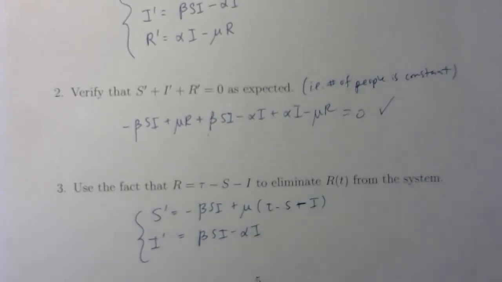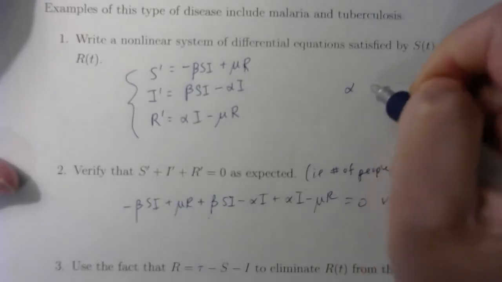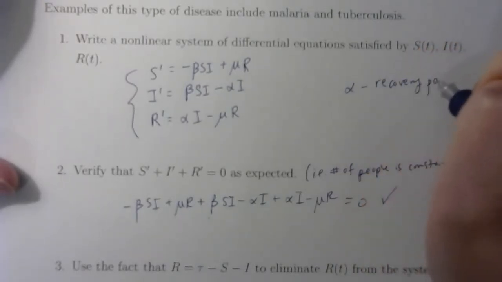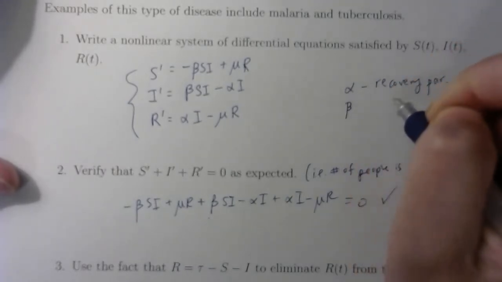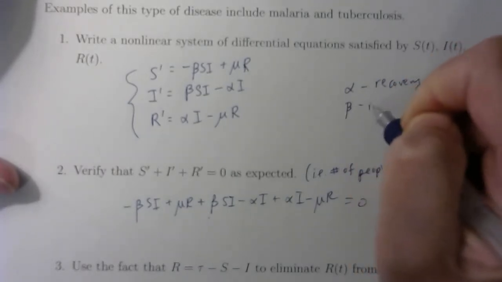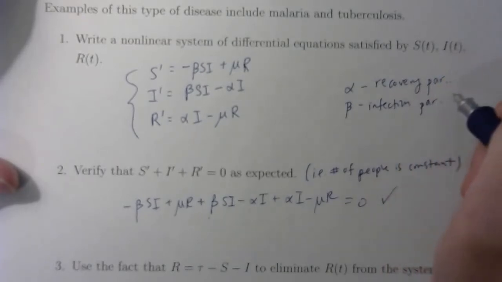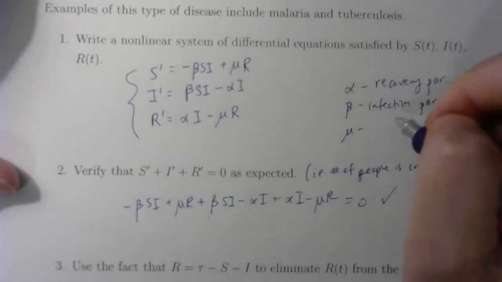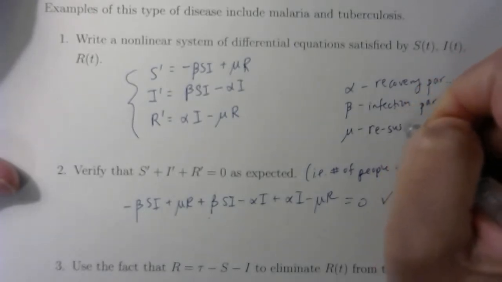And let's remember, so maybe we'll write it up here. Alpha is the proportion of individuals that recover. So this is, let's say, a recovery parameter. Beta is the number of individuals that become infected, the infection parameter. And mu is the number of individuals that become susceptible again. So we'll say that it's like a re-susceptibility parameter.